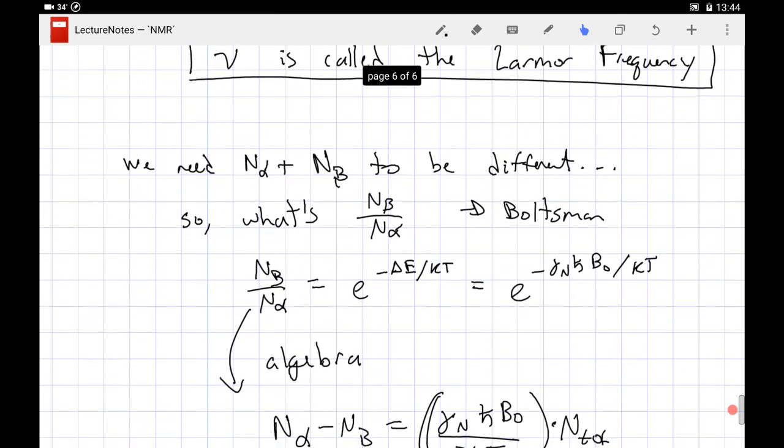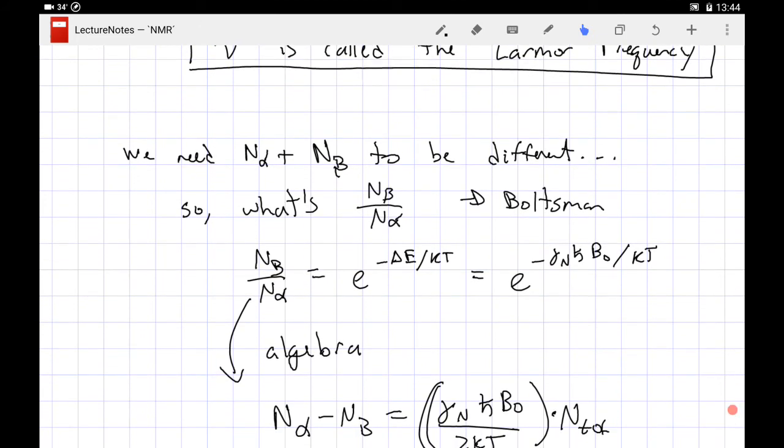Well, in order to observe this change, there has to be a difference in population between the upper state and the lower state. If there's equal amounts of population in both the spin up and spin down state, you're not going to measure any absorption of frequency, because the probability of going up and absorbing energy, or going down, is going to be equal. So we need this difference. We can calculate this fine.